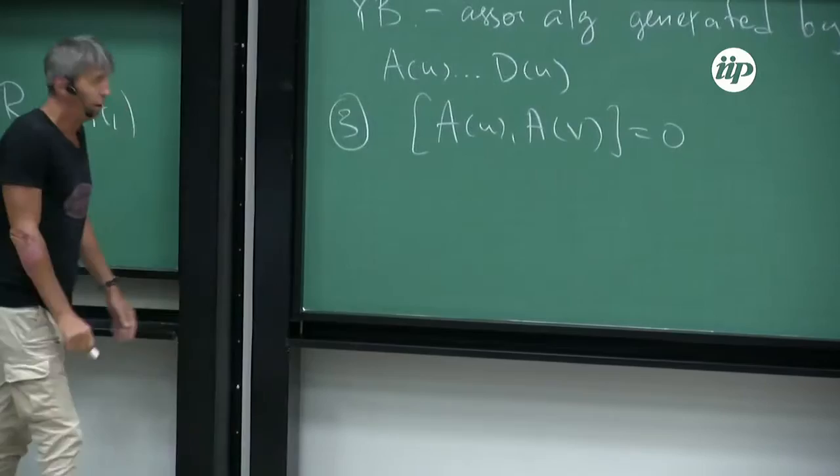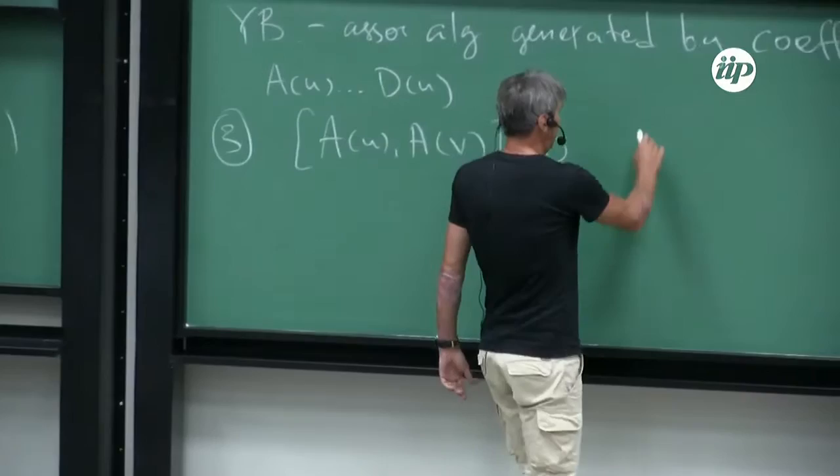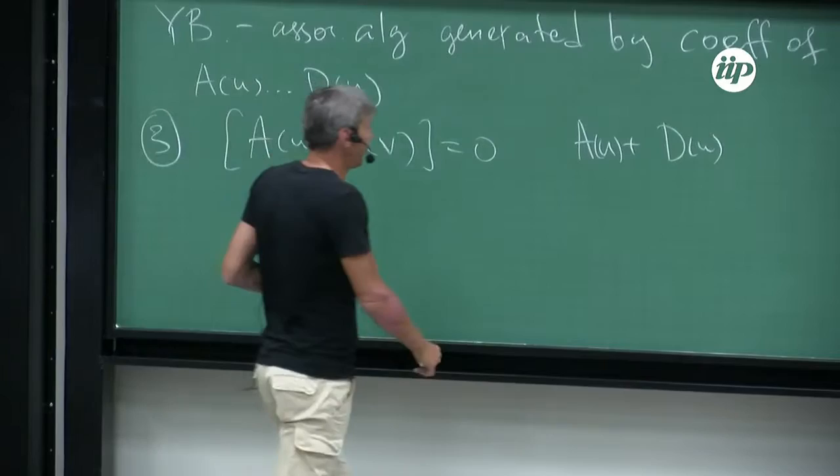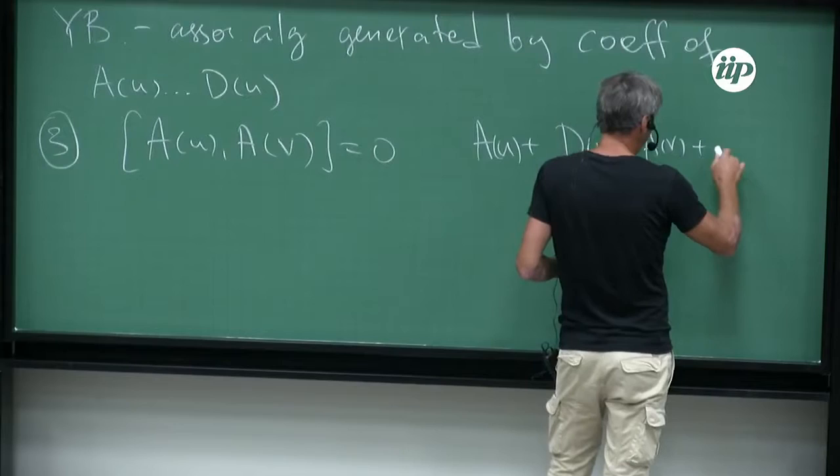But more than that, if I take the transfer matrix generated by the coefficients of the sum, A(u) plus D(u), it also commutes with itself for u and v being different.